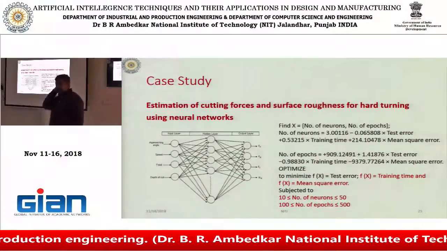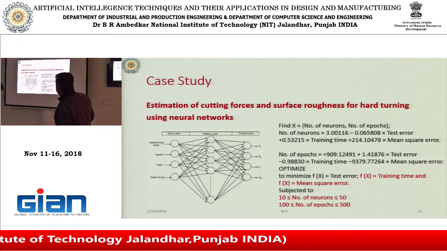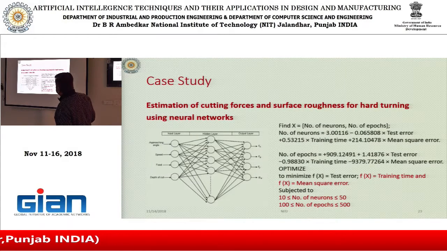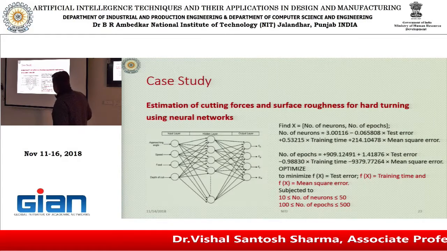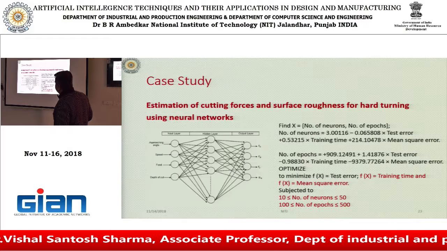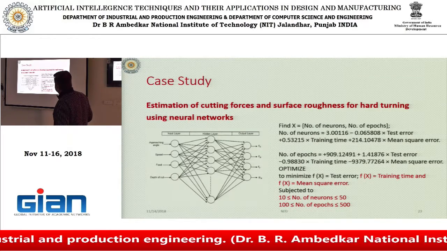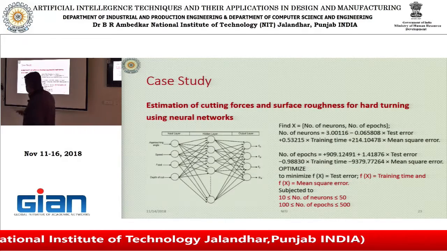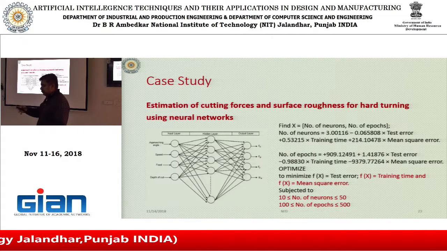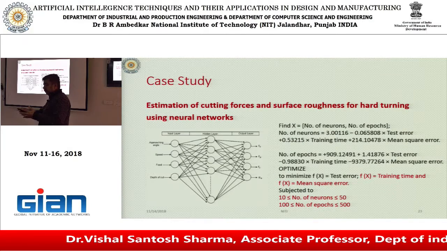A case study which I did in the past. Here we tried estimation of cutting forces and surface roughness during a machining operation. The input parameters are approach angle, speed, feed and depth of cut, and the output is cutting forces and surface roughness. We do experiments, have huge data, create a model, and then the model is ready to predict any real situation. Then we can compare what is happening.